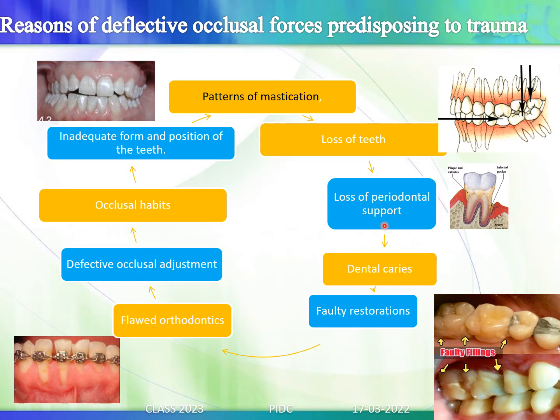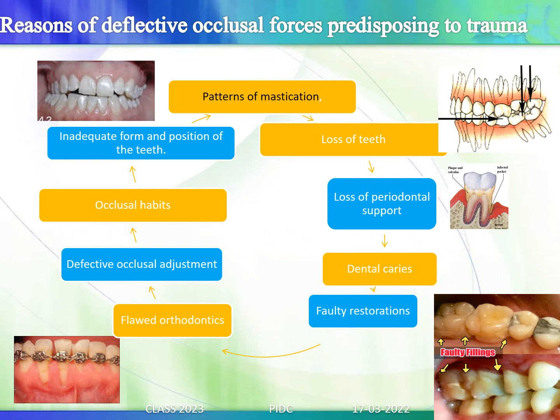Next, coming on to the loss of periodontal support. So in this case, supposing if the tooth has no proper periodontal bone support, naturally the normal occlusal forces which the tooth is getting would make it drift or migrate to one side. Next, dental caries or faulty restorations may result in problems such as migration of the teeth.